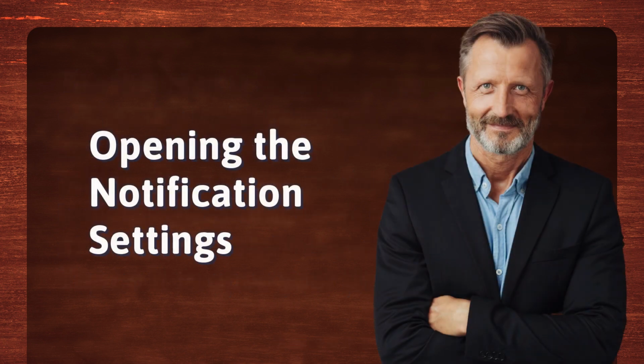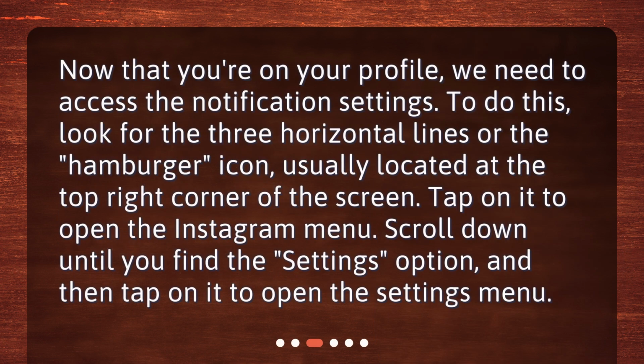Opening the notification settings. Now that you're on your profile, we need to access the notification settings. To do this, look for the three horizontal lines or the hamburger icon, usually located at the top right corner of the screen. Tap on it to open the Instagram menu. Scroll down until you find the Settings option, and then tap on it to open the Settings menu.